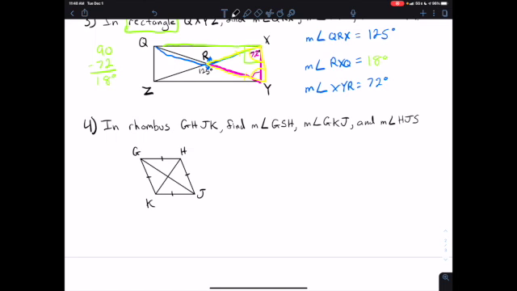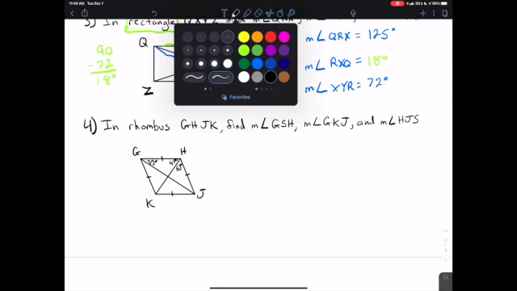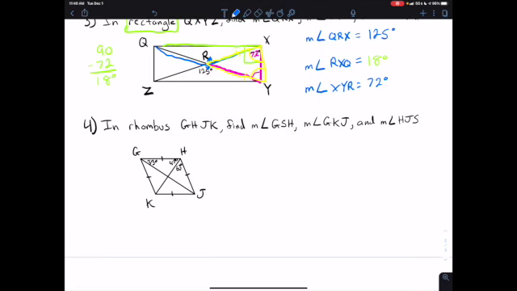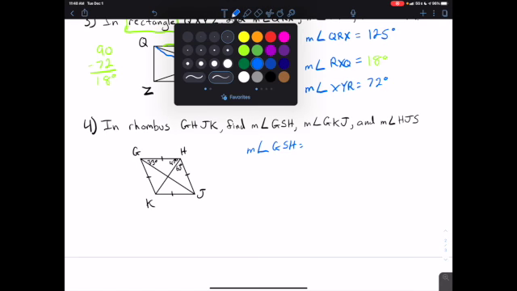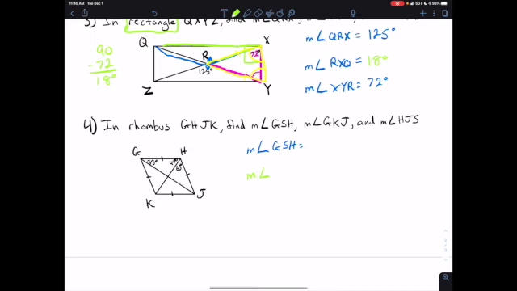And we know that this angle up here is 33 degrees, and we're told that this one is 47 degrees, and this one is 63 degrees. All right, so we need to find these three. So I'm going to write these in different colors. So the measure of angle GSH, then the measure of angle GKJ, and lastly the measure of angle HJS.